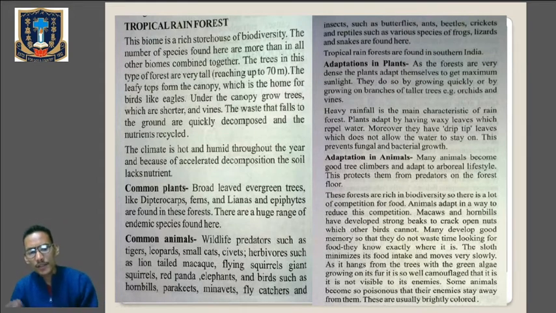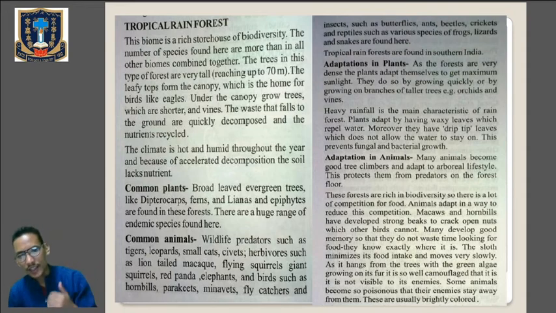Among animals, we will find predators such as tigers, leopards, small cats, civets; herbivores like the lion-tailed macaque, flying squirrels, giant squirrels, red panda, elephants; and birds like hornbills, parakeets, minivets, flycatchers; insects like butterflies, beetles, crickets; reptiles and various species of frogs, lizards, etc. are found here. These are the common plants and animals present in the tropical rainforest.